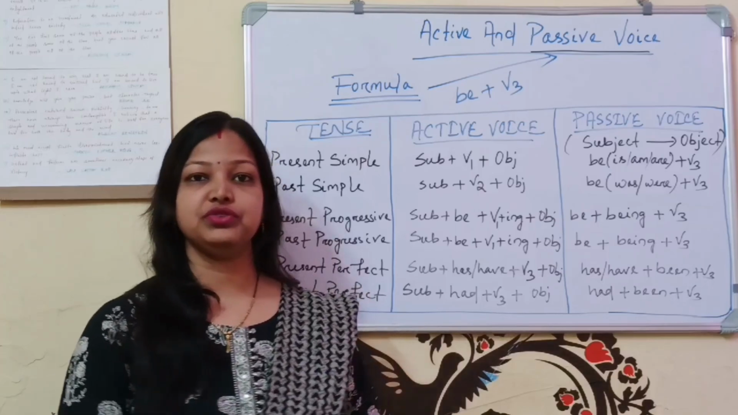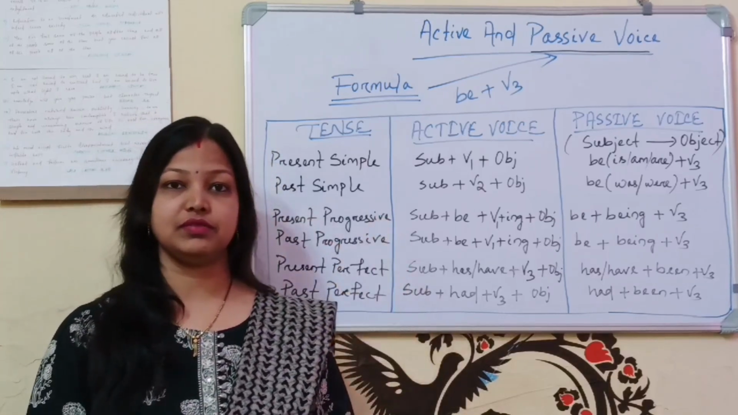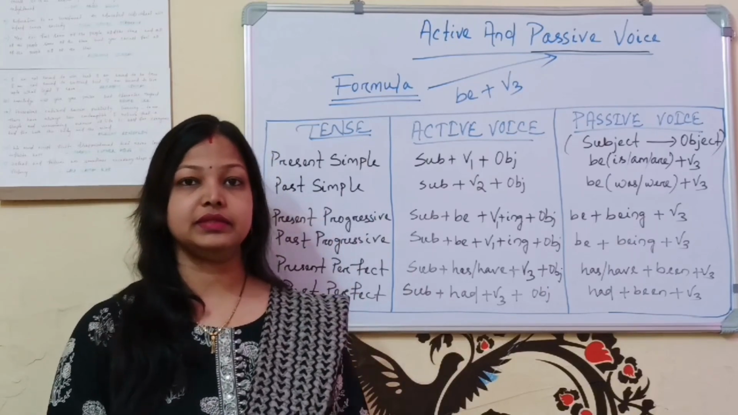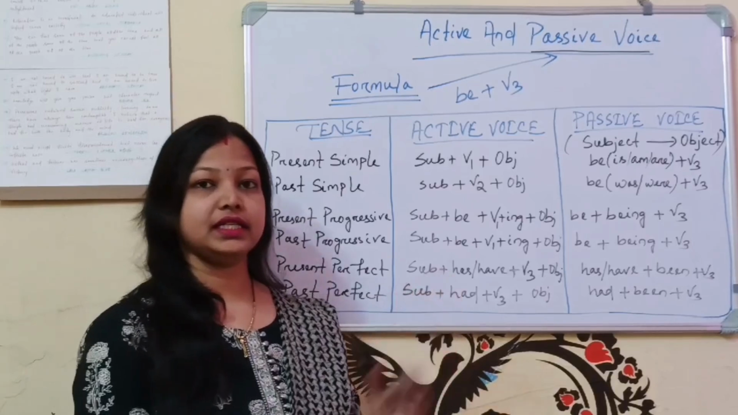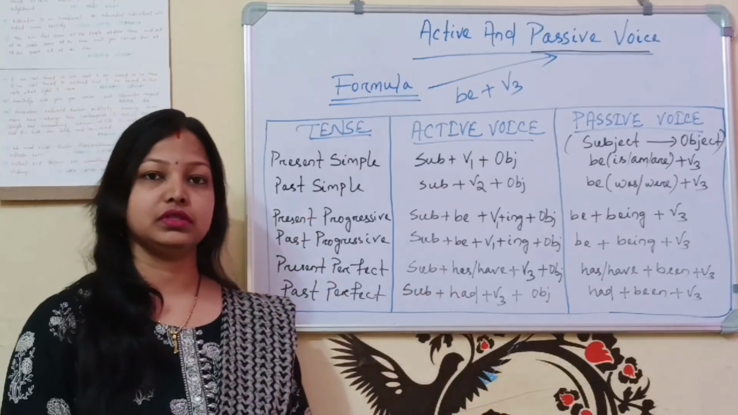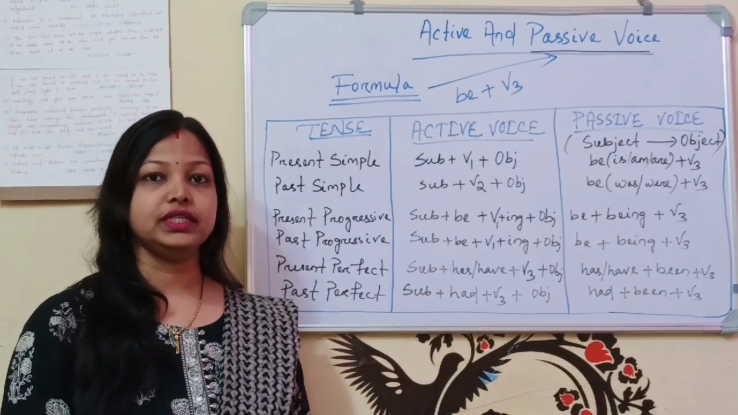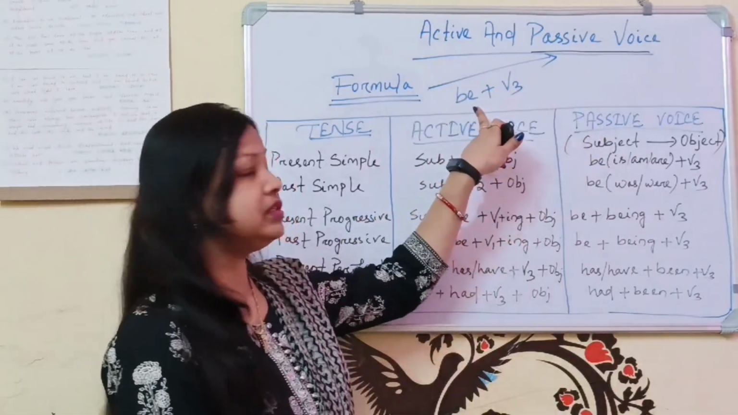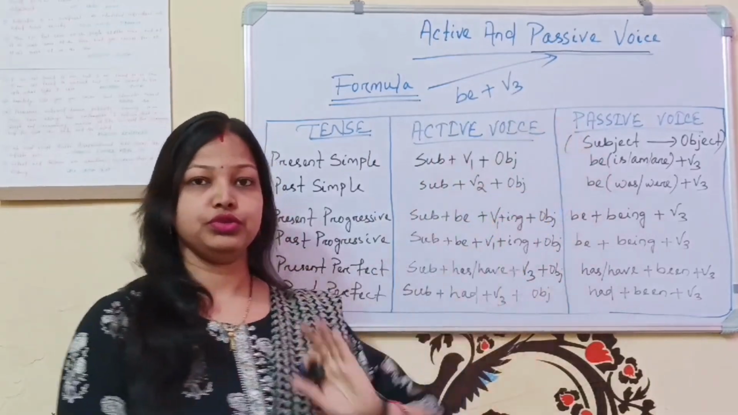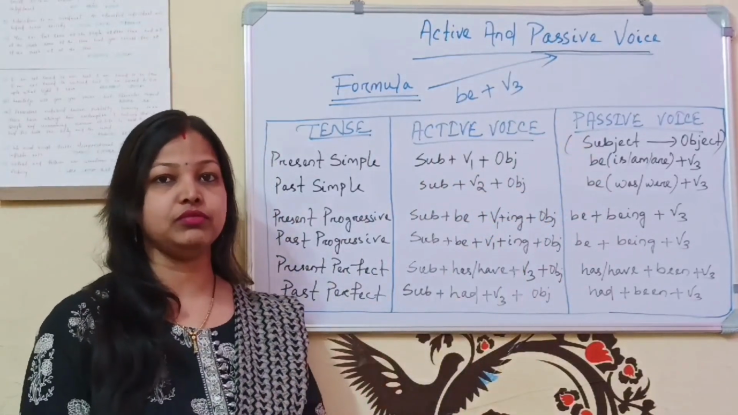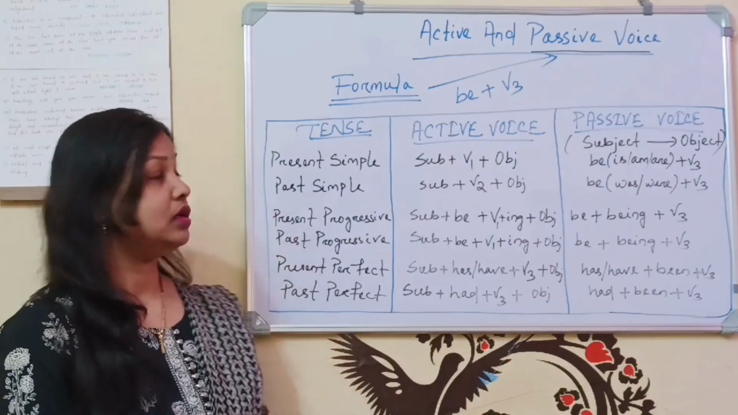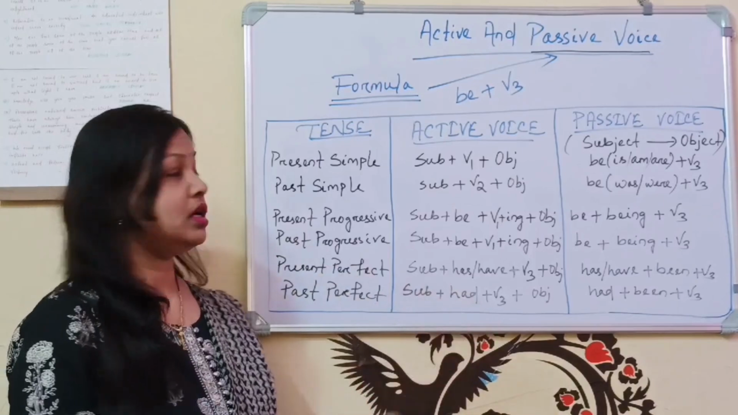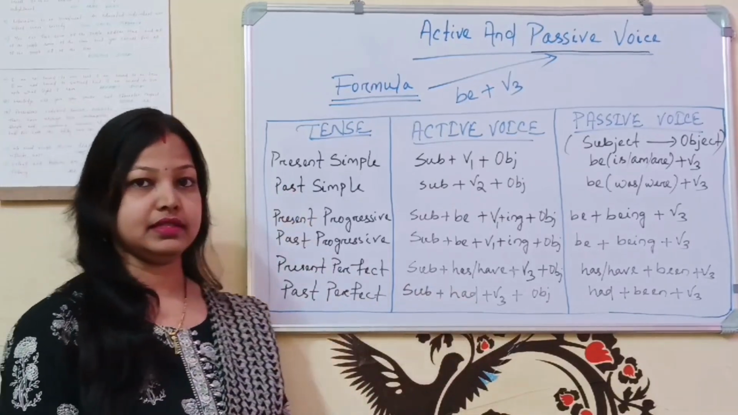Today in this video we are going to study about active and passive voice, which is a very demanding subject, so we should know about that. Before going to active and passive voice, I suggest you learn tense properly. The formula for passive voice is written here: be plus verb 3. So you should all know about verb 1, verb 2 and verb 3. After that, I am going to give you some formulas regarding all these tenses.